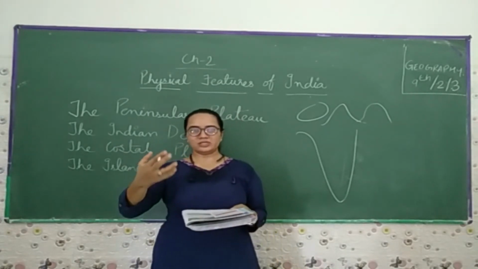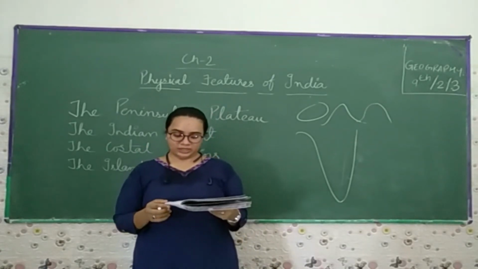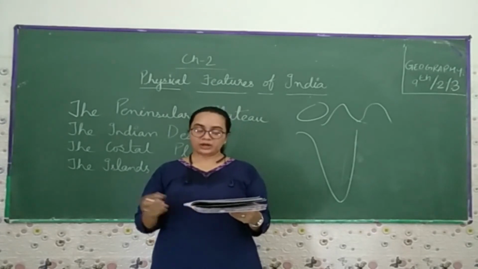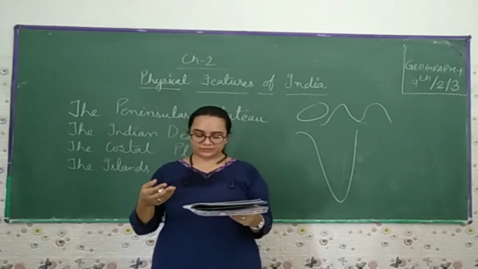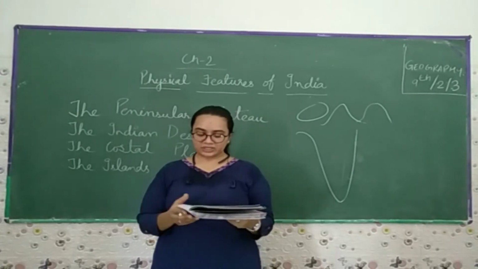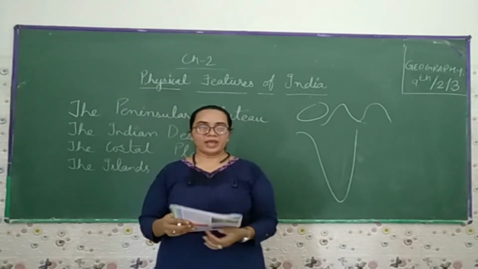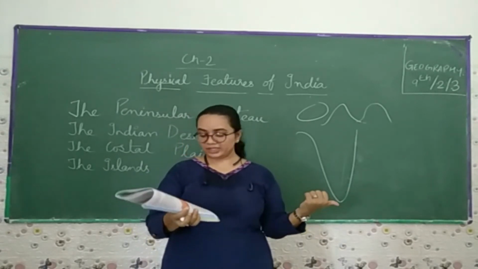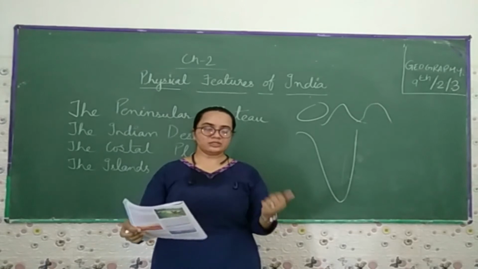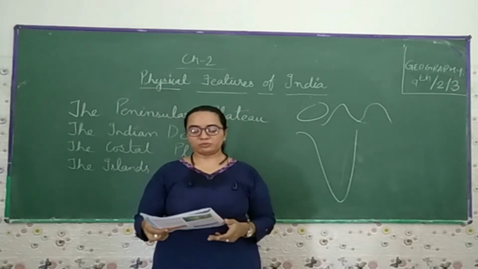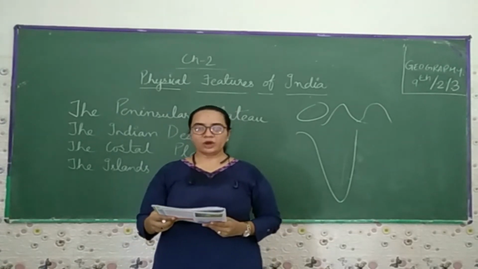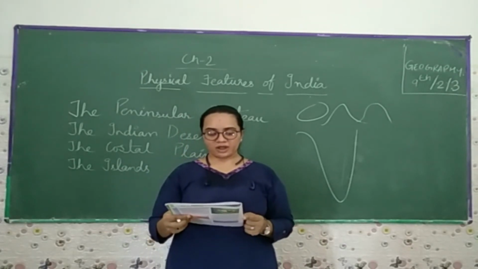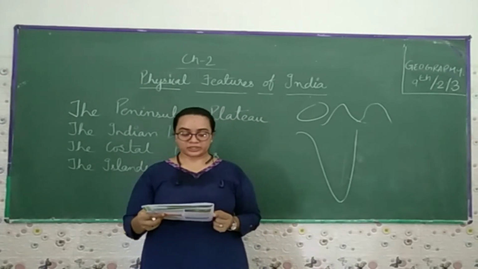You have read about corals in class 7. Earlier they were known as Laccadive, Minicoy and Amindivi. In 1973 they were named Lakshadweep, so you have to keep this in mind. It covers an area of only 32 square kilometers. Kavaratti Island is the administrative headquarters of Lakshadweep.